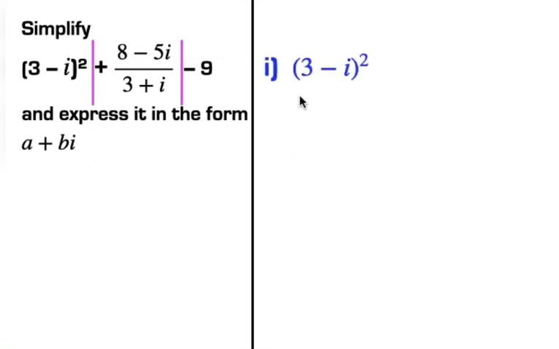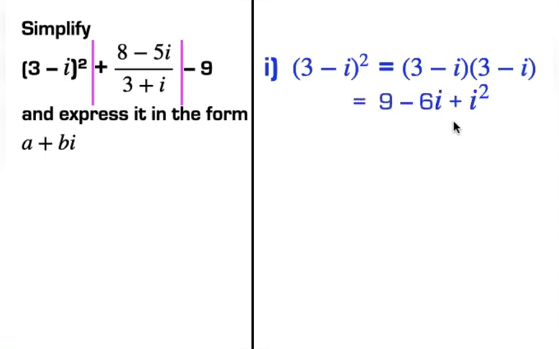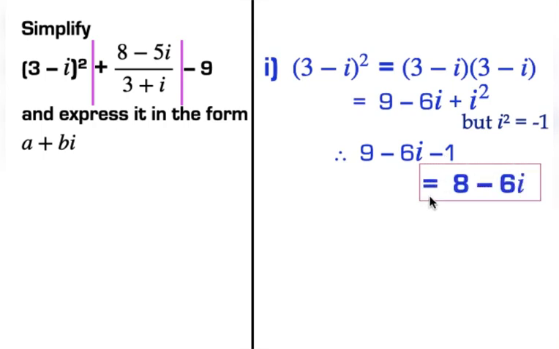First part. Bracket 3 minus i all squared equals 3 minus i times 3 minus i, which is 9 minus 6i plus i squared. Recall, i squared is equal to minus 1, and when we substitute minus 1 here, we have 9 minus 6i minus 1. 9 minus 1 is equal to 8. Therefore, the first part is equal to 8 minus 6i.